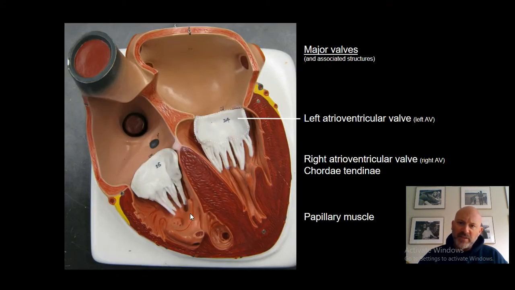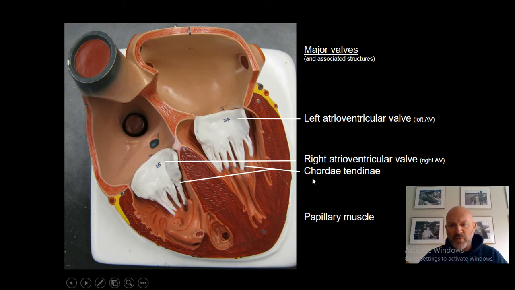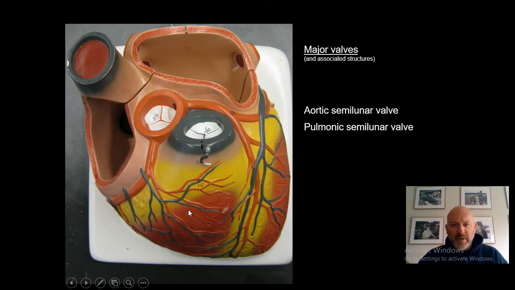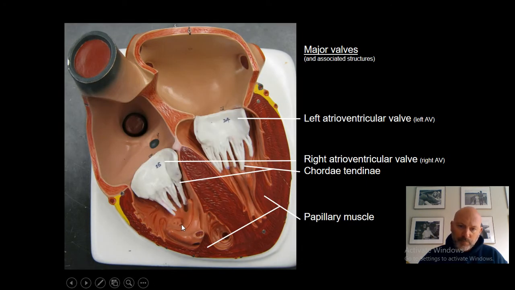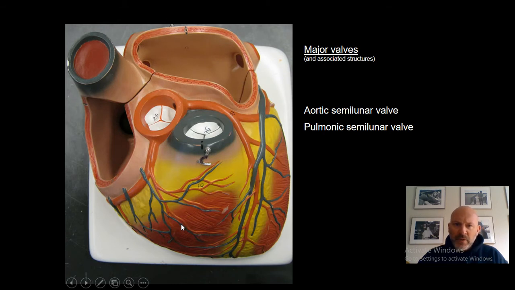If we take a look on the inside, we have the left AV valve, the right AV valve. Remember, they have chordae tendineae associated with them, and the chordae tendineae attach deeper in the ventricles at these papillary muscles down below. All right, so what else do we have? We have a valve in here. This is the aortic valve, and this is between the left ventricle and the aorta. And between the right ventricle and the pulmonary trunk or the pulmonary arteries, we have the pulmonary valve.